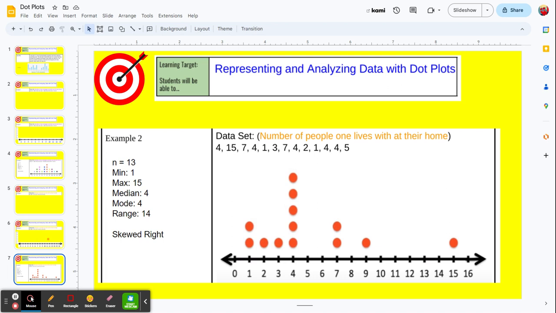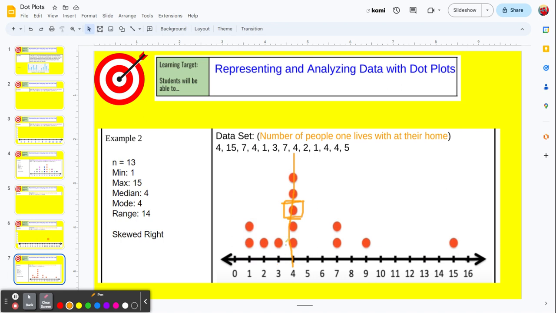On this one, our min is the 1. Our max is the 15. We can figure out our range by going 15 minus 1 to get 14 for the range. And then for the median, we have to work our way to the middle. Half of 13 is 6.5. So I count in. I go 1, 2, 3, 4, 5, 6, 6.5. From the right, 1, 2, 3, 4, 5, 6, 6.5. There is our median right there, which is 4, and this would be the center of the data set.